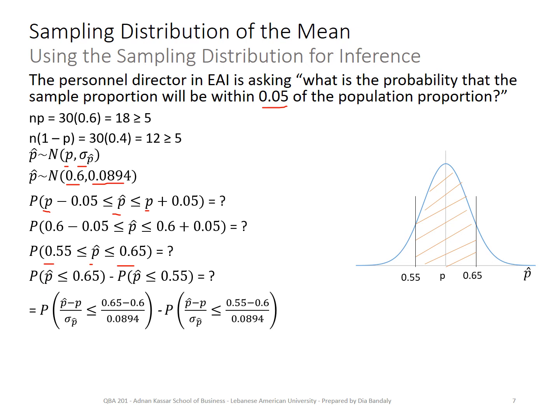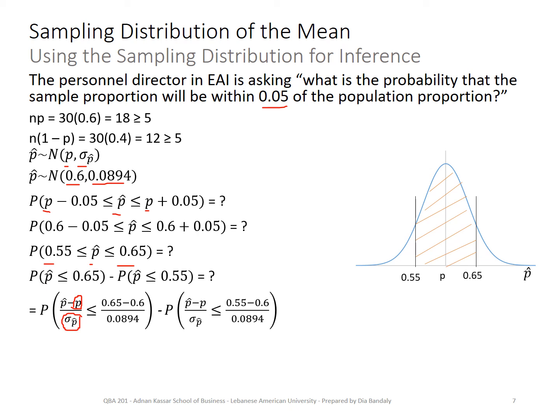Now we standardize. Here I need to take some time just for you to make sure that you understand everything. When we standardize, we subtract from the value of the variable, in our case P hat, the mean, which we now know for this distribution is P, and we divide by the standard deviation. That's it. So nothing changed from what we did in the previous topic.